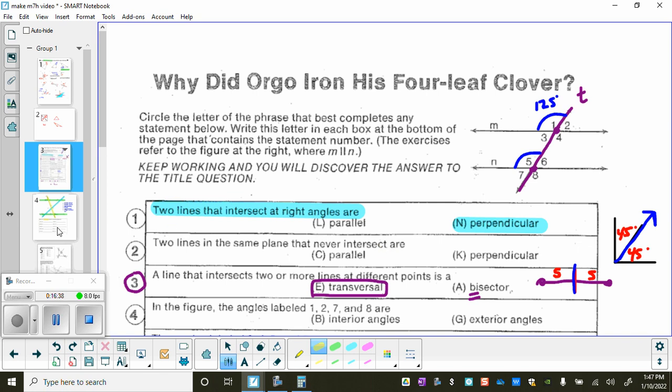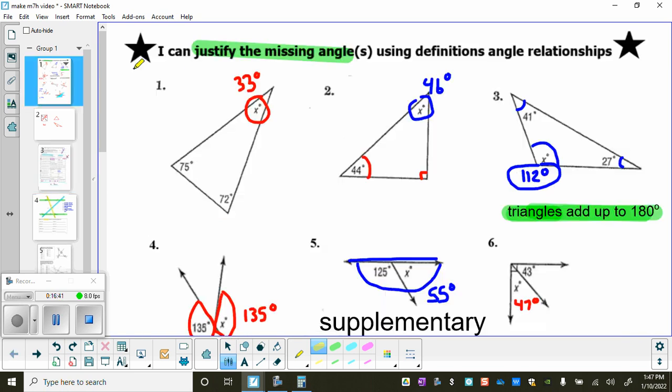And that concludes the video now for how to justify the missing angle using your angle relationships.